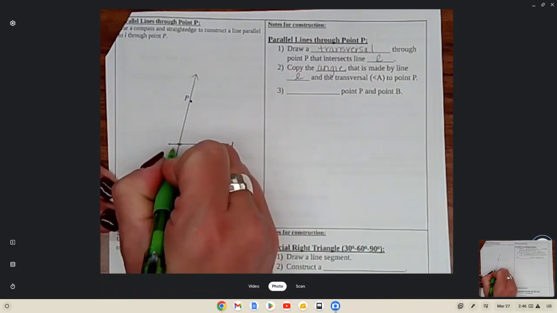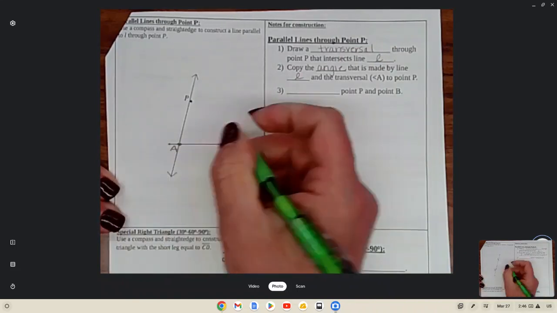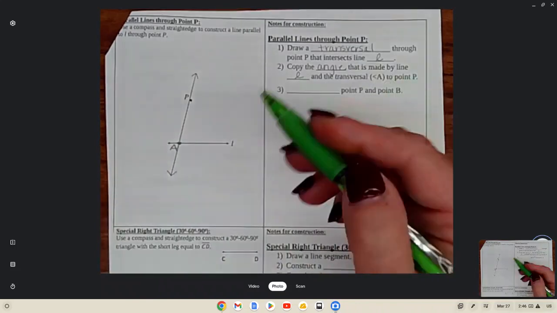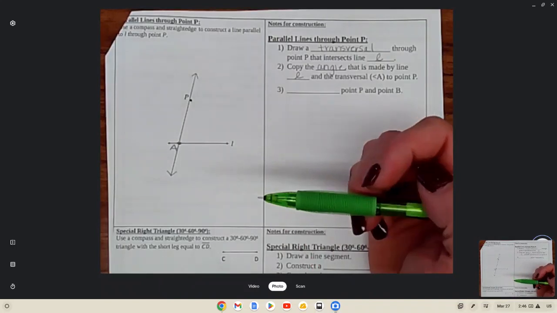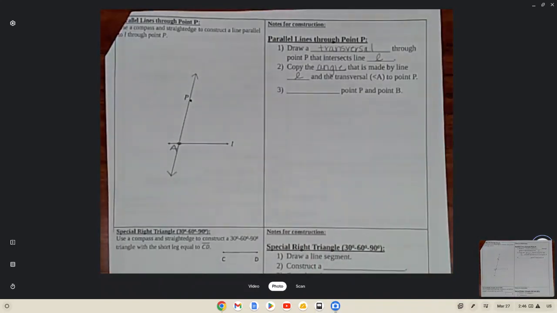We'll call this angle A. So I'm going to put a little A here. Okay. So that's angle A. So then to point P, we're going to copy this angle here. So if you remember, we did copy an angle before. Don't worry, I'll go through those steps again, okay, to show you how to do that.